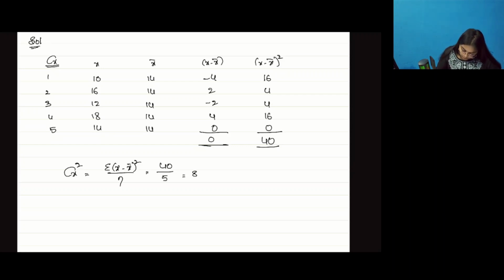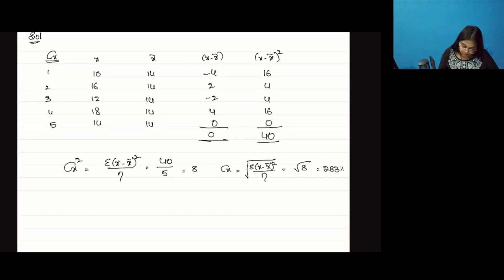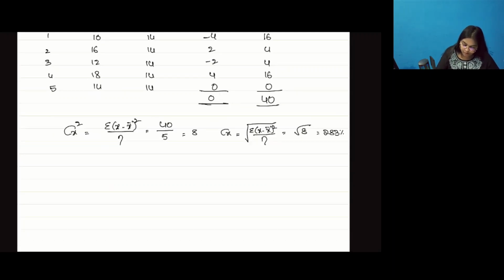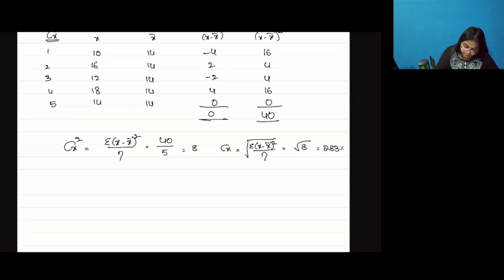Now sigma x equals the square root of summation x minus x bar whole square divided by n, equals the square root of 8, which is 2.83 percent. Considering 3 decimals, it is 2.828 percent.